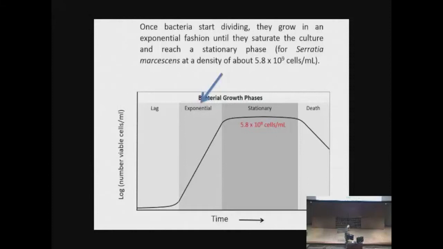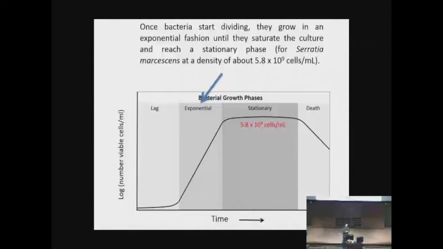Exponential growth happens right after the lag phase, and this is exactly where you are going to study your bacteria. With Serratia marcescens, the bacteria we are going to use in lab, it goes up to a certain density by the stationary phase. It's important because you are going to go through some basic calculations, and some of this information will be important to know.